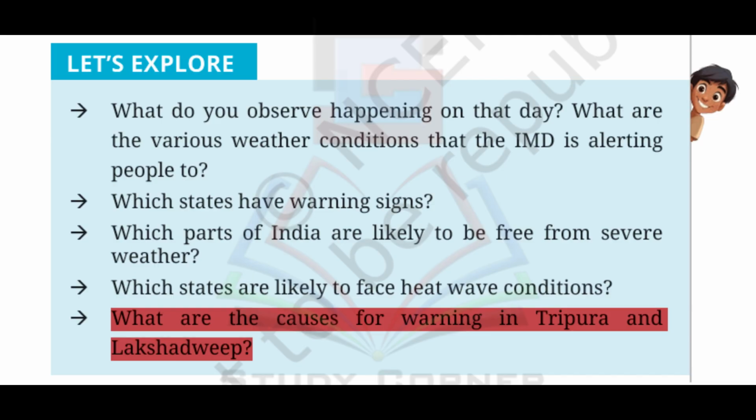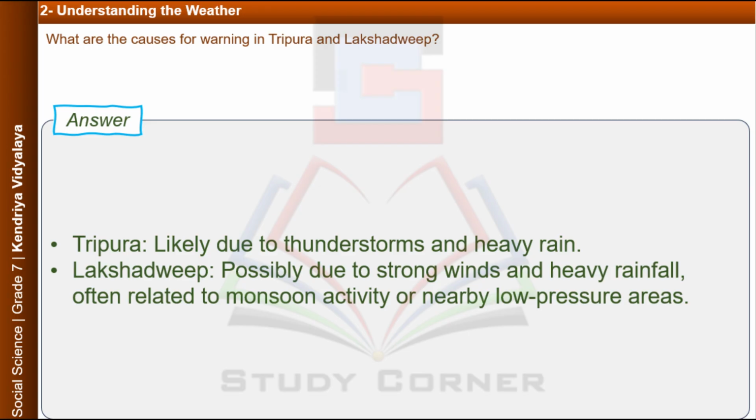Page number 41. Let's explore. What are the causes for warning in Tripura and Lakshadweep? Answer: Tripura likely due to thunderstorms and heavy rain. Lakshadweep possibly due to strong winds and heavy rainfall, often related to monsoon activity or nearby low pressure areas.